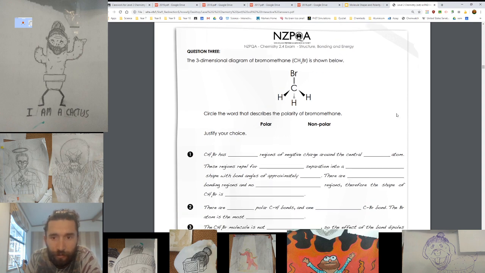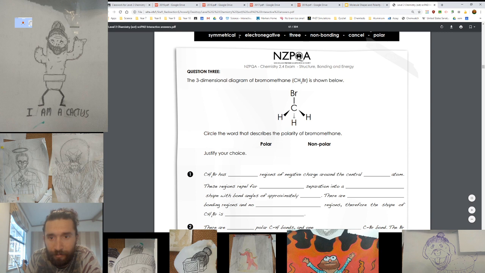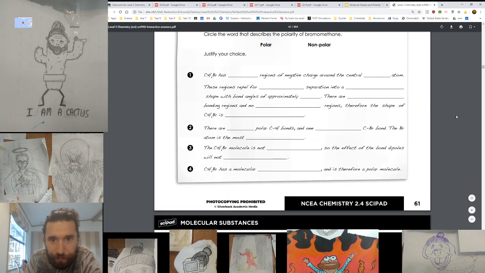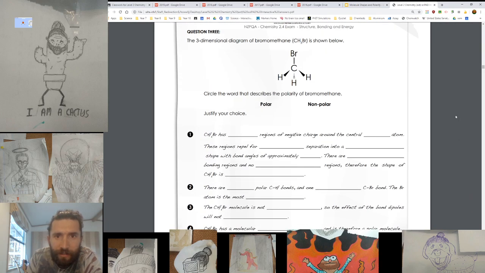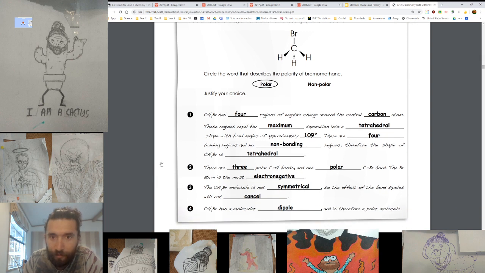Here are your answers. If you want to do it now, before I tell you the answers, don't look at those and do it now. Otherwise, I'll go over them. All right. The three-dimensional diagram of bromomethane is shown below. Circle the word that describes the polarity of bromomethane. I think it's polar. So, yes, awesome. Doing good so far.